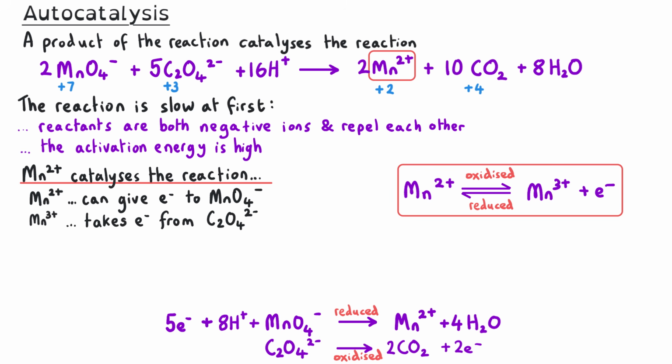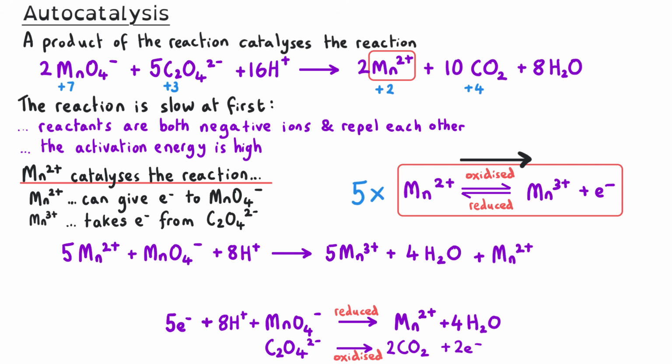You need to be able to write equations that show how this catalysis occurs, and I think the best way to do that is to sequentially combine the manganese 2+ equation with the 2 half equations for manganate 7 and ethane dioate. You can see for the manganate equation that 5 electrons are being gained and the manganese 2+ only loses 1 electron. So we need to multiply the manganese 2+ equation through by 5 and combine those 2 equations together. And so we're left with this.